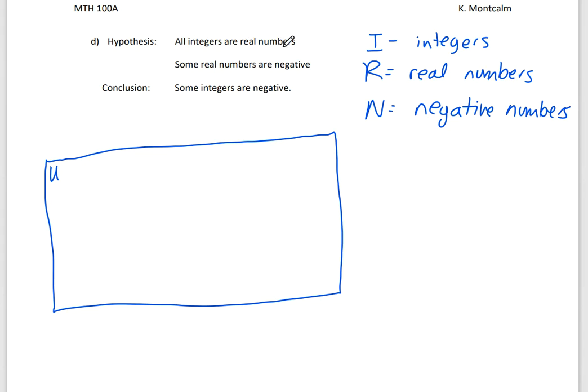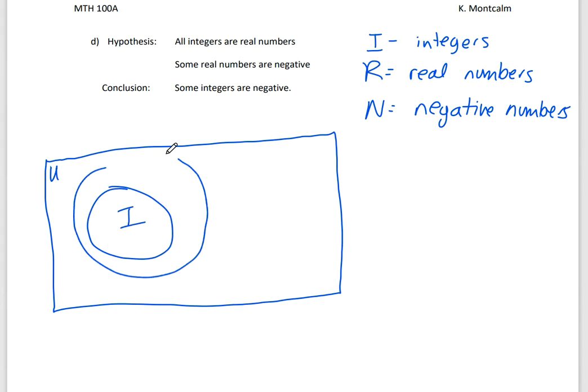So our first one, all integers are real numbers. So all of my integers are going to fit into my real numbers. That one is drawn. So some real numbers are negative. So we could put our circle here. So I could do that.